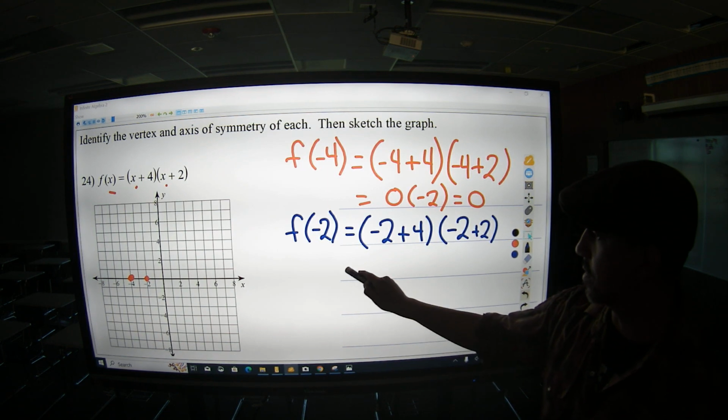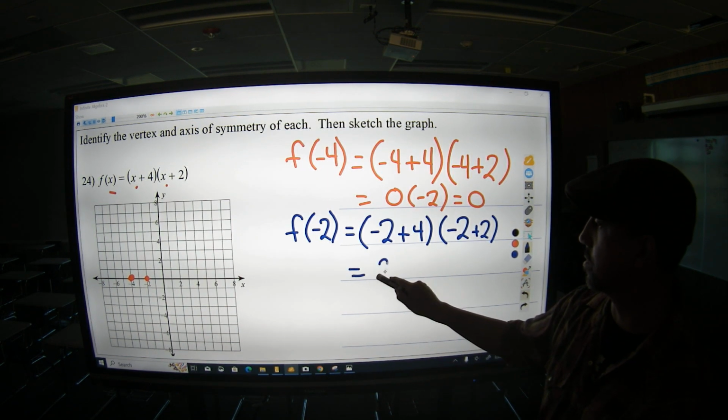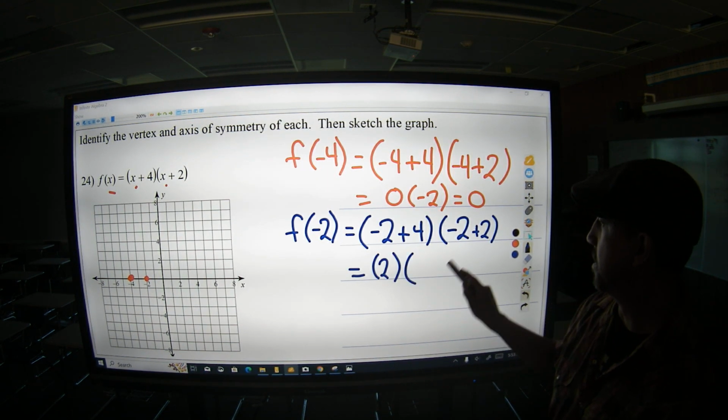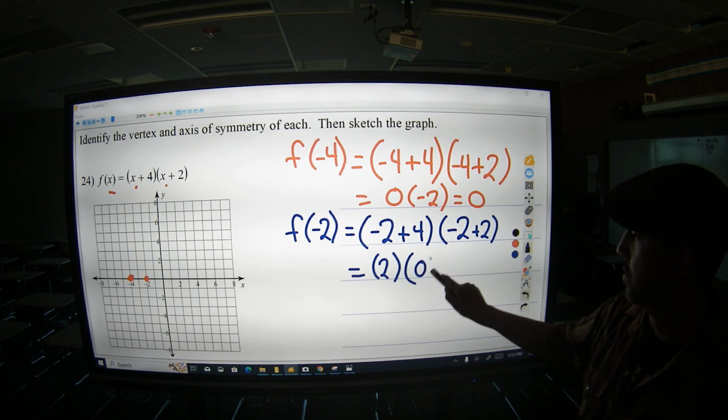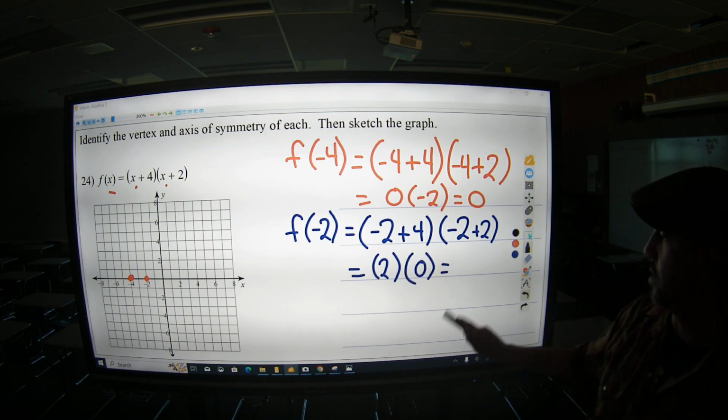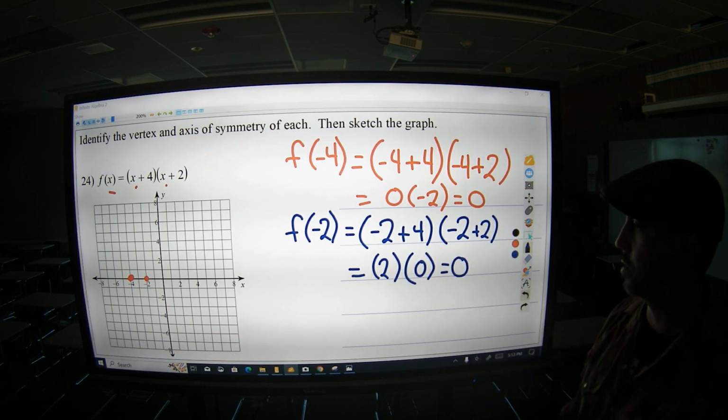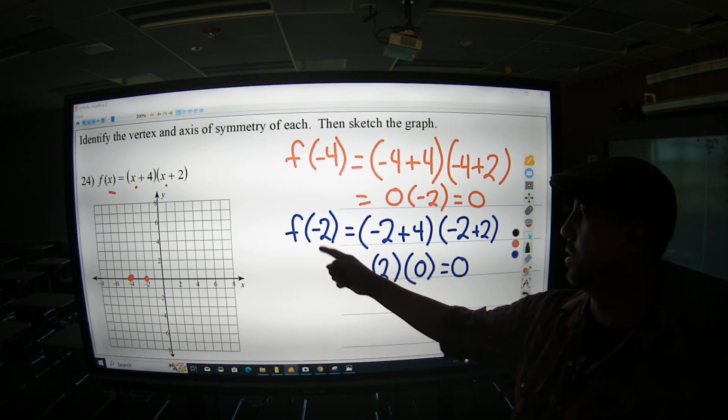So if we do that calculation, negative 2 plus 4 is 2. But negative 2 plus 2 is 0. And 0 times anything is 0. So we see the same thing. When I plug in negative 2, then I get 0.